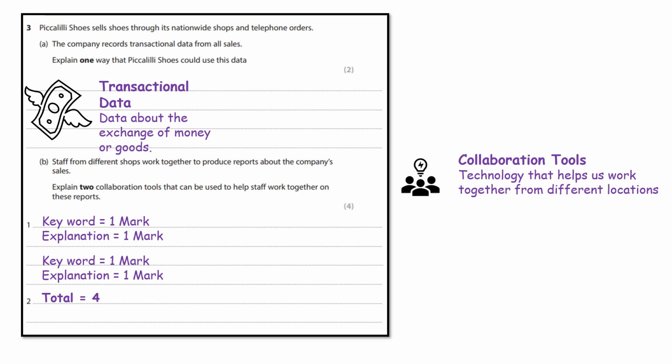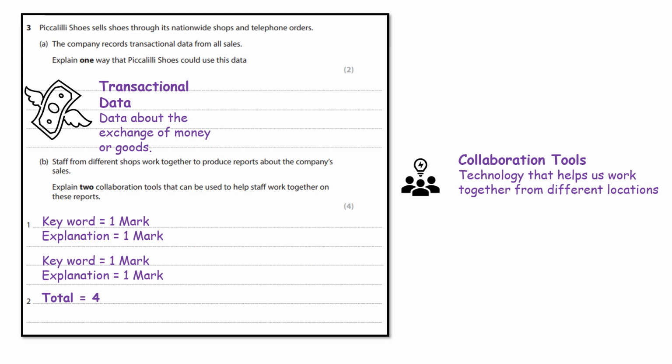Okay, and for 3B, staff from different shops work together to produce reports about the company's sales. Explain two collaboration tools that can be used to help staff work together on these reports. So if you break the question down again, it says that different shops are working together to produce reports. So what are two different tools that they could use to help them work together? Think about what the tool would be and then do a written explanation. Collaboration tool just means any technology that helps us work together. So think about that. How could they use certain tools and what is the explanation?